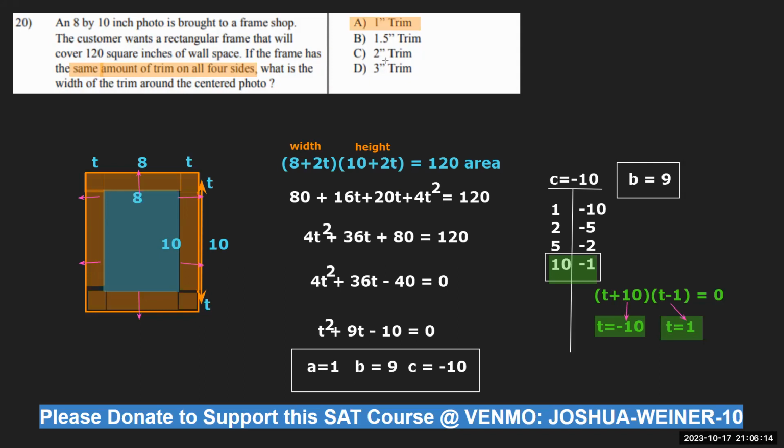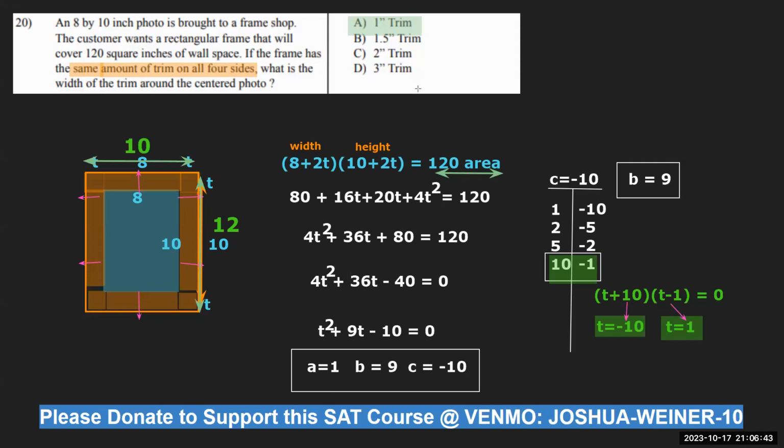So a 1-inch trim would work, and that totally works, because if it's 1 inch, then the new width is 10 and the new height is 12. So we have the right picture frame dimensions. The new frame would be 10 this way and the height would be 12, which is 120 area.